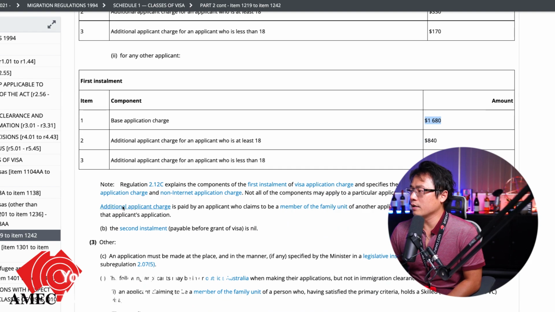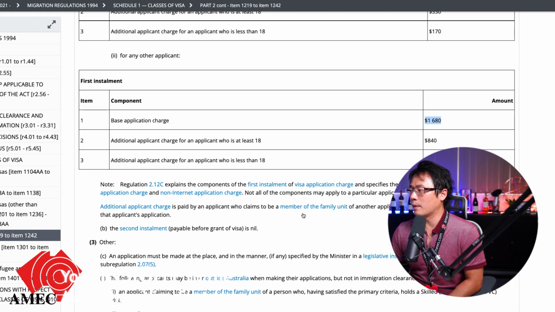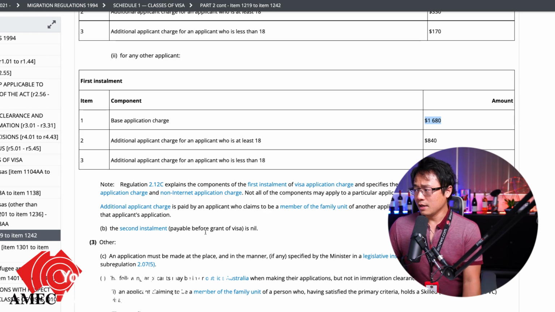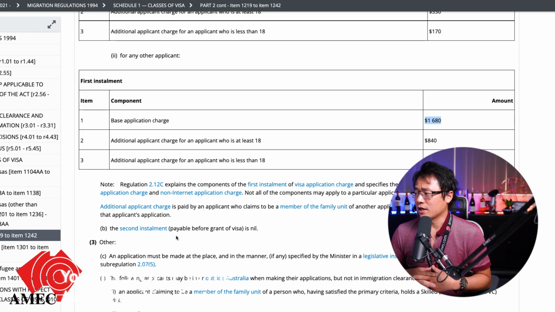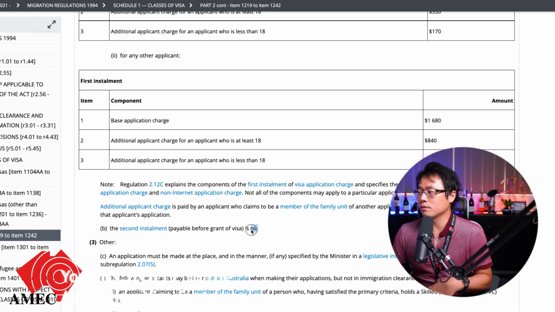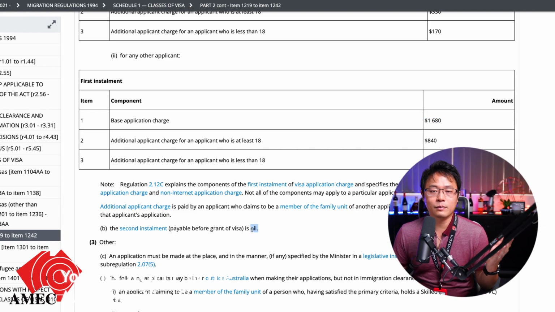Now coming down here, if you don't meet this requirement, blah blah blah, for members of the family unit, then you need to pay a second installment. Or basically, the second installment here is nil. Well, if it's nil, why do they even mention it?